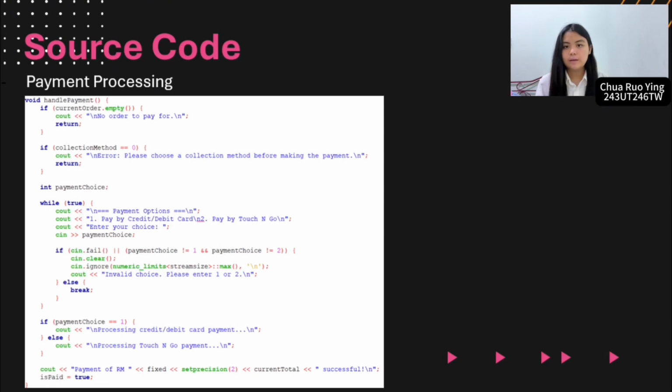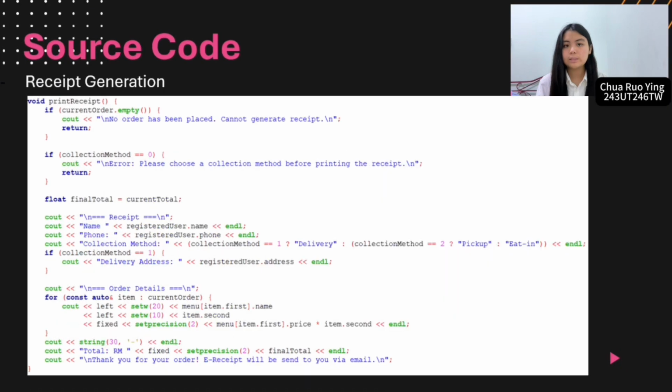The fourth one will be payment process. Users can pay via credit card and debit card or touch and go. After successful payment, the system confirms the transaction and marks the order as paid. The last one will be receipt generation. The system generates a detailed receipt with the user's information, ordering summary, and total cost. E-receipts are sent to the user's email.